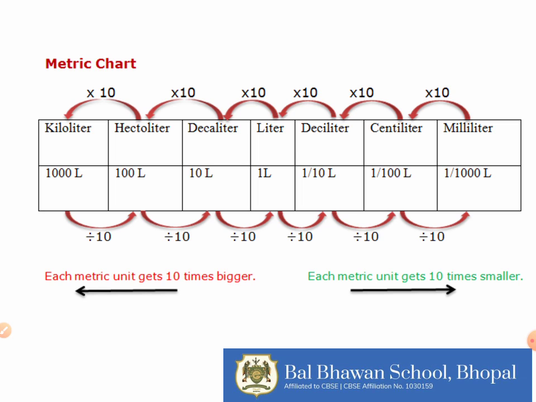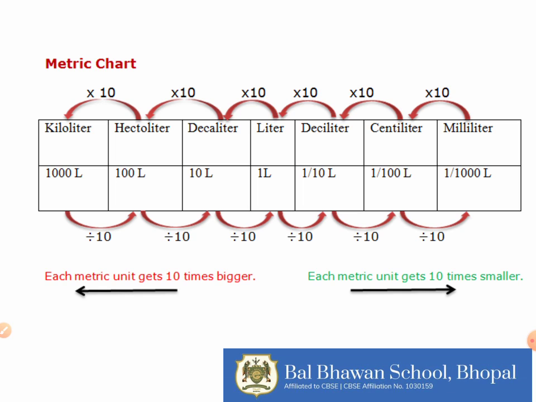Liter is the standard unit of measuring capacity. Each metric unit gets 10 times bigger when we move towards the left, and each metric unit gets 10 times smaller when we move towards the right in this table. So if we have to compare them, 1 kiloliter is equal to 10 hectoliter, 1 hectoliter is equal to 10 decaliter, 1 decaliter is equal to 10 liter, 1 liter is equal to 10 deciliter, 1 deciliter is equal to 10 centiliter and 1 centiliter is equal to 10 milliliter.